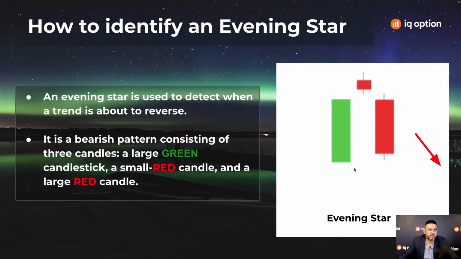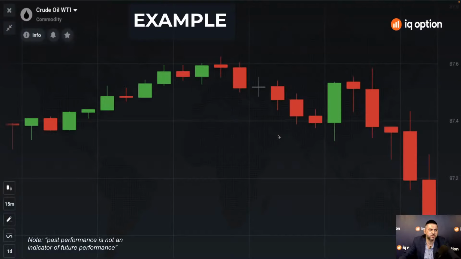So it doesn't really matter the size. This one can be bigger than this one or vice versa. Doesn't matter. But what we need is a sequence. Big green, followed by small red, and then a bigger red, sorry. That's what we need. These three candles to match up for it to be an evening star.